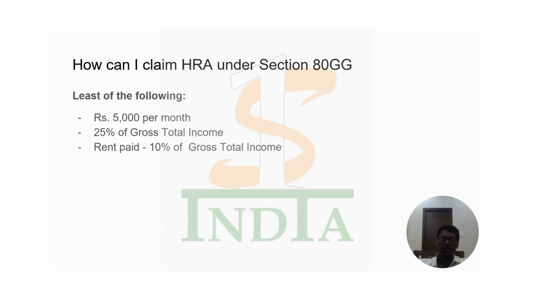Now we can see how you can claim HRA under 80GG. The least of these three is going to be allowed for you: 5,000 per month, or 25% of your gross total income, or rent paid minus 10% of your gross total income, which you can also call the adjusted total income.